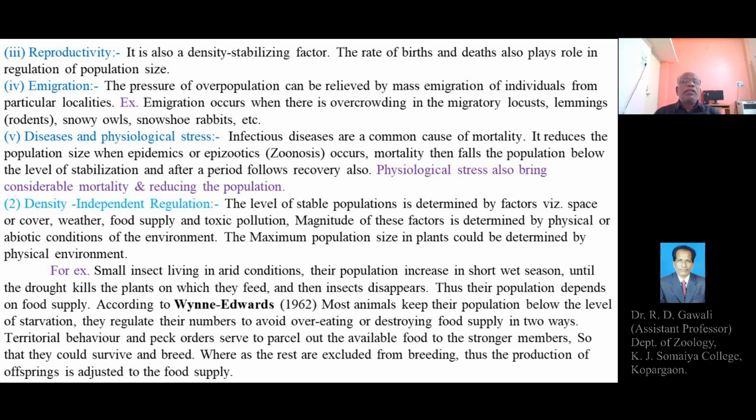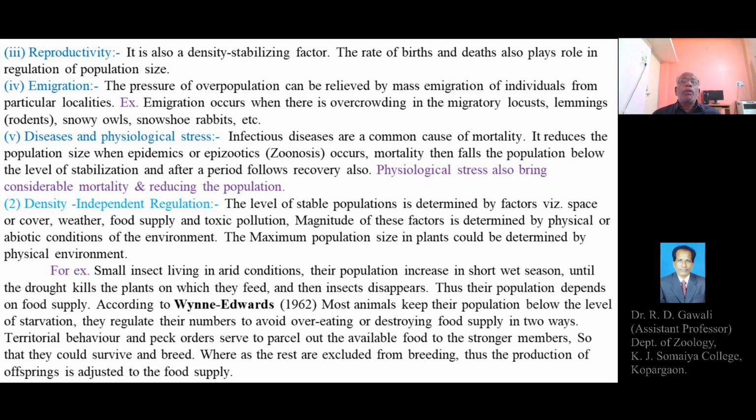Then the next density dependent factor, that is emigration. Emigration is the outward movement or leaving of the organisms of a population from the respective area or habitat to another place.